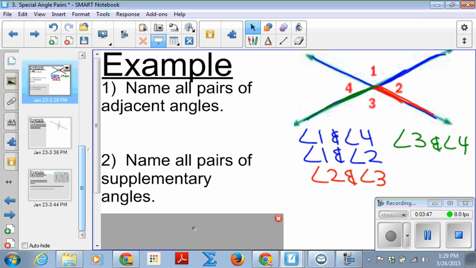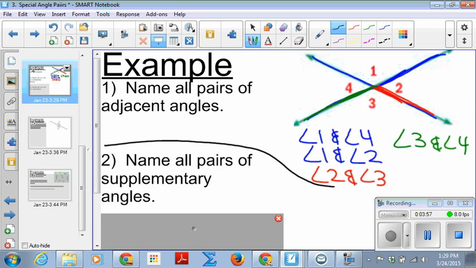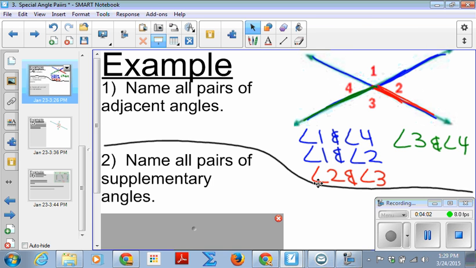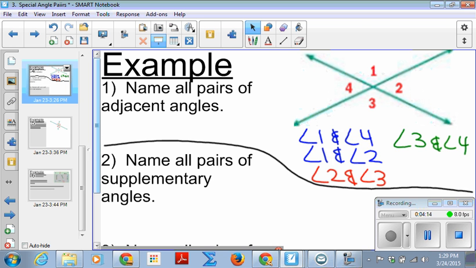Next, we name all pairs of supplementary angles. I should try to organize this a little better. I'm going to go ahead and erase what I've done here. If you recall from the previous lesson, supplementary angles form a straight angle, or are angles that equal 180 degrees. If I look at the drawing, I can see that angle 1 and angle 4 are supplementary. They make that straight line right there.